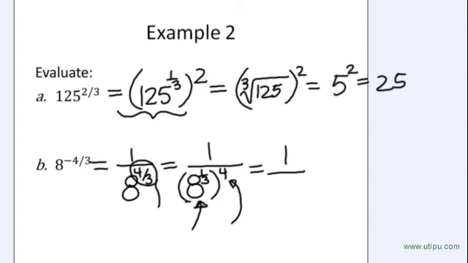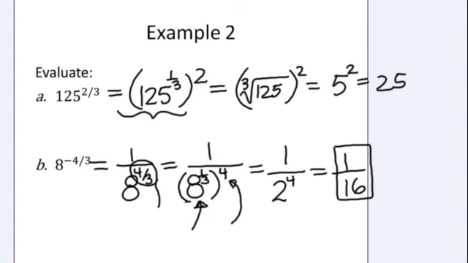What number could I multiply by itself 3 times to equal 8? Well, that's 2. 2 times 2 times 2 is 8. And then that needs to be raised to the 4th power. And 2 to the 4th power, 2 times 2 is 4, times another 2 is 8, times another 2 is 16. So, 8 to the negative 4/3 power equals 1/16. Now, I will expect that you can evaluate problems like these without using a calculator. But we also want to know how to efficiently use them on the calculator. So let's look at that next.